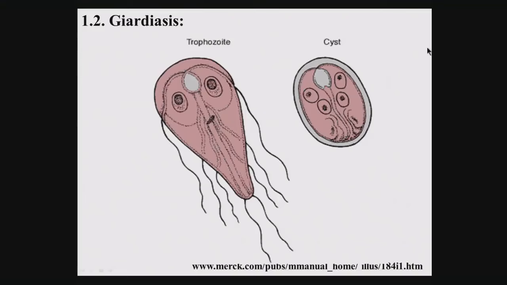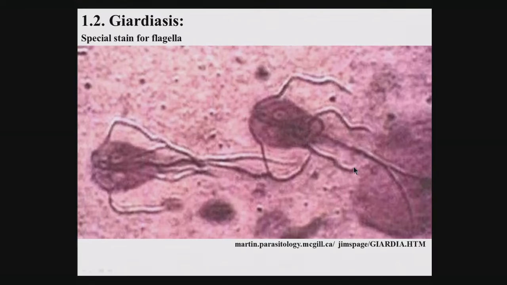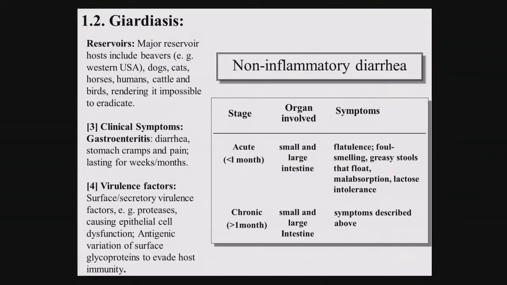So here is a picture I was mentioning. The trophozoite has 2 nuclei and 4 pairs of flagella, so they have a certain motility. And the cyst has 4 nuclei with a thick wall. And if in the diagnostic lab you have trouble, they can use a special stain to outline the flagella, so the structure can be visualized more readily.